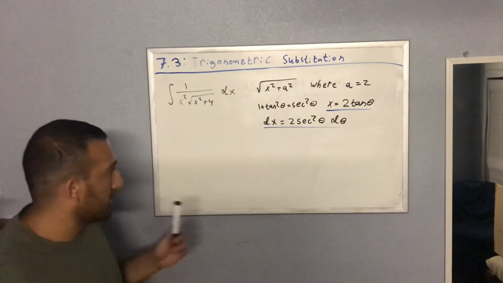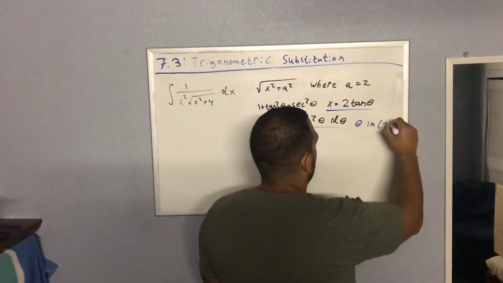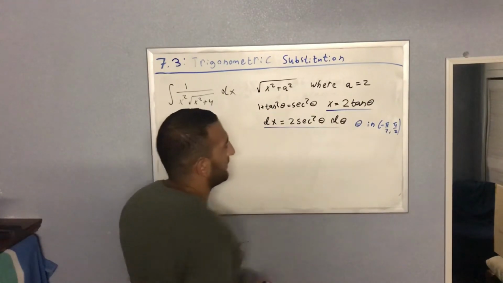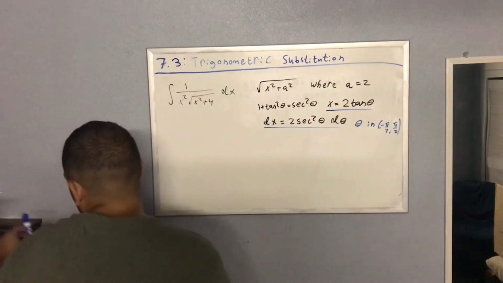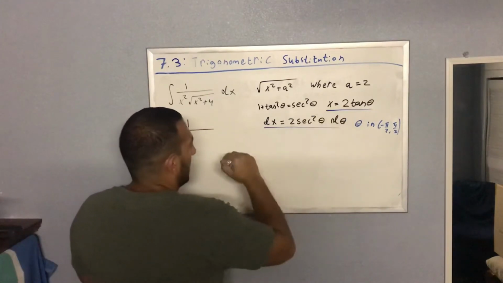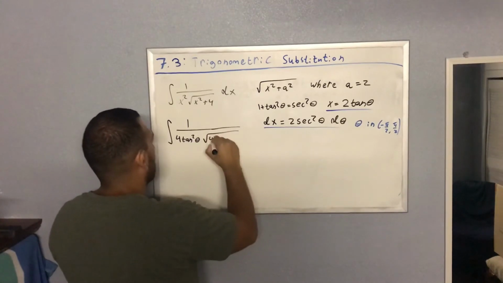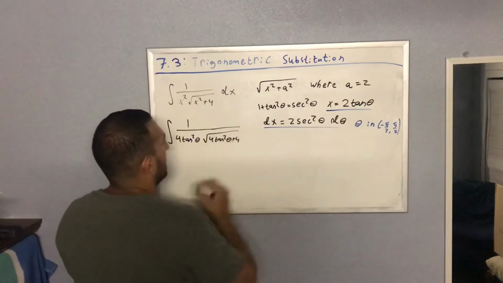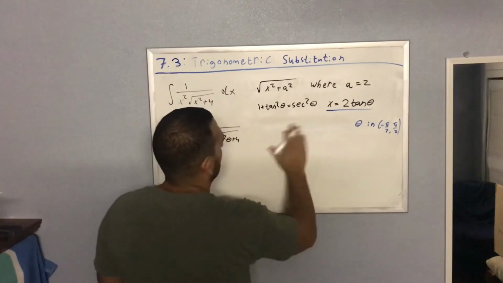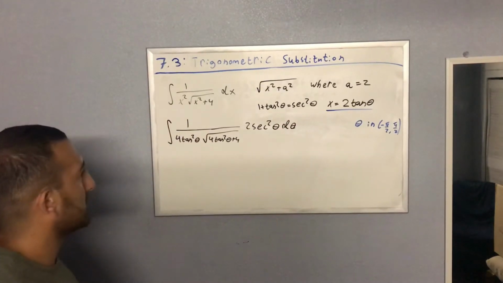And then remember the condition on theta. We have to keep this in mind, theta is in this interval. Okay, so in doing that, what does our integral transform into? It becomes the integral of 1 over, well, x squared is this thing squared, so 4 tangent squared theta, and then the square root of x squared again, plus 4, and then dx turns into this, so 2 secant squared theta d theta. That's what our integral transforms into.